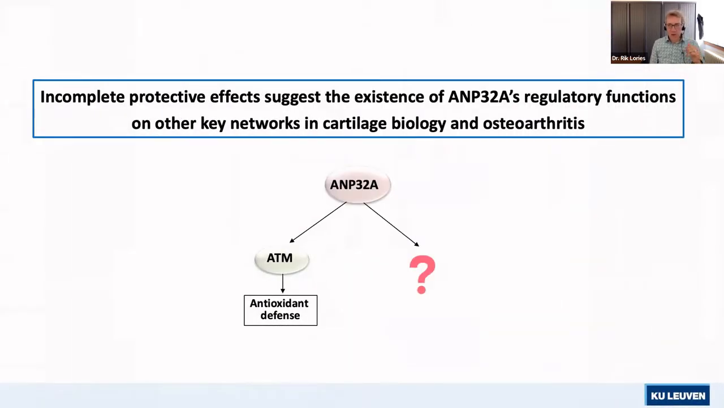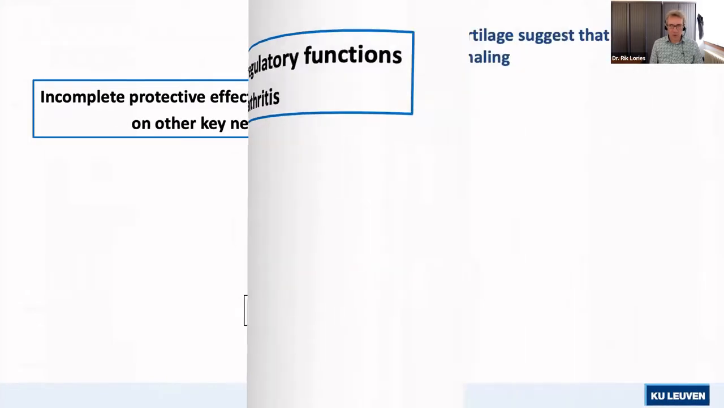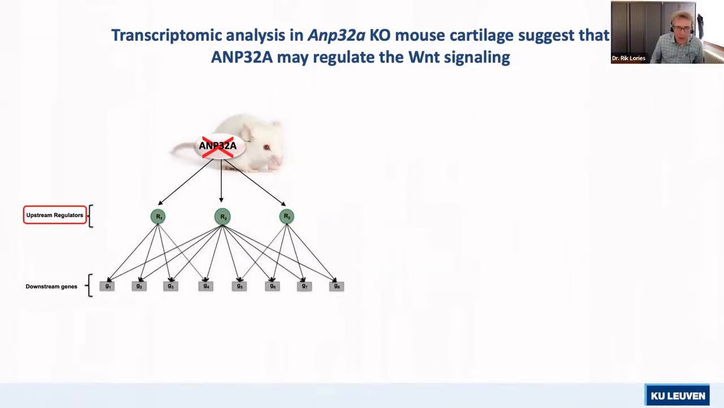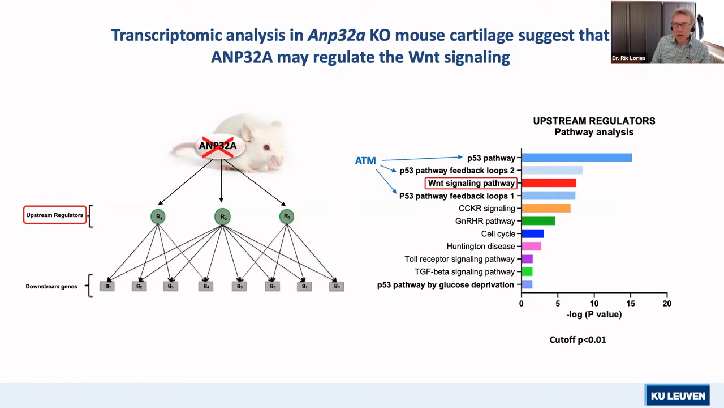Yet we felt that we did not cover the full range of ANP32A's regulatory functions because there were some other signals coming out of some of the analysis that we performed. Because when we were looking at what was happening in the mouse model, we did microarray analysis in those days of the articular cartilage of the ANP32A knockout mice. And when we went more in depth, finding which pathways, which cascades could be really regulated by ANP32A, we found that beyond everything that has to do with oxidative stress, all of a sudden also Wnt signaling appeared on our radar.